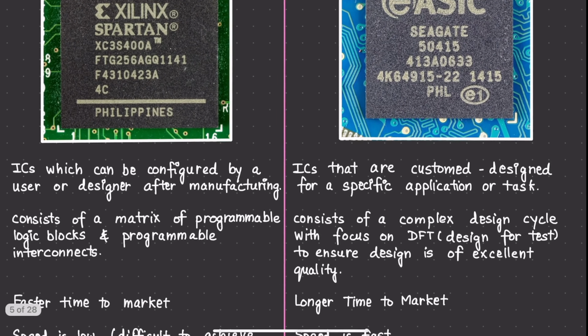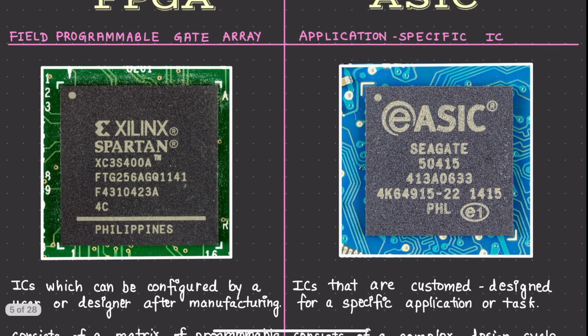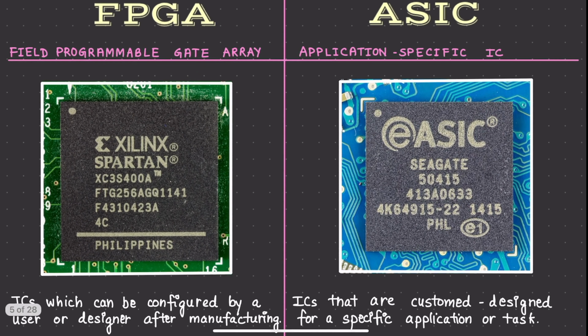I hope now the difference between FPGA and ASIC is quite clear to you, and you have understood a lot of types of ICs.